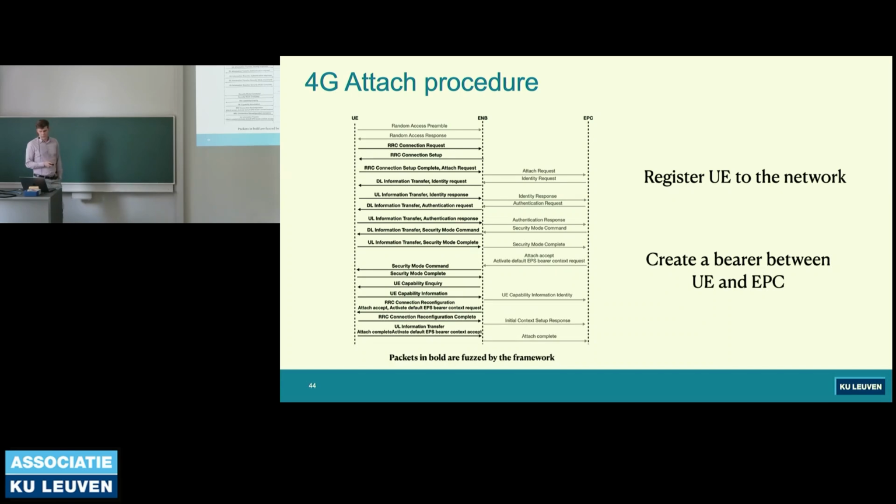The framework can fuzz in both directions, uplink and downlink, so it can work in different modes. When we talk about fuzzing downlink, then only the messages that are going from the base station to the UE would be fuzzed. And when we're talking about fuzzing uplink, then the messages that go from the UE to the base station will be fuzzed.